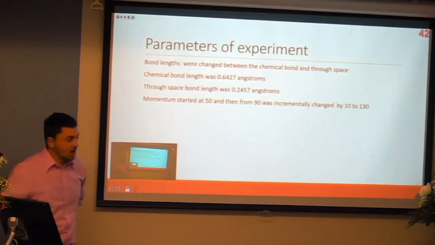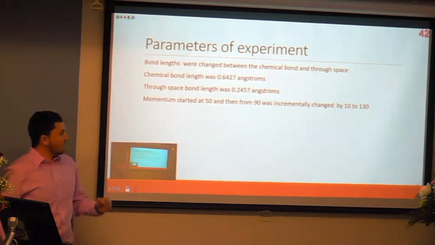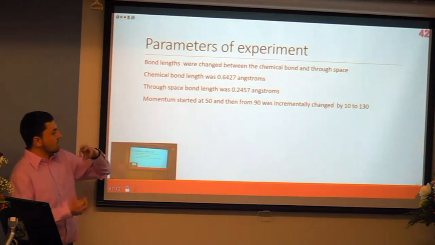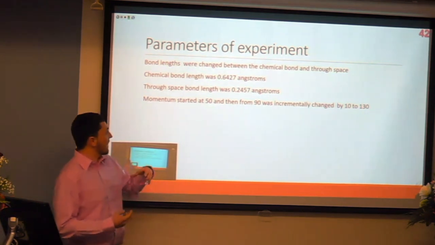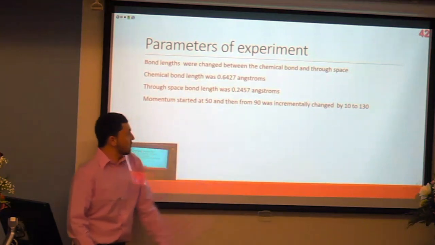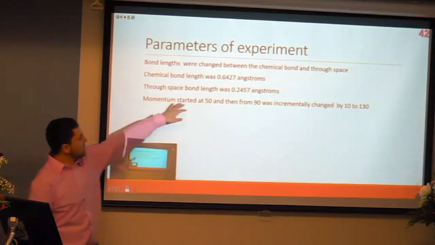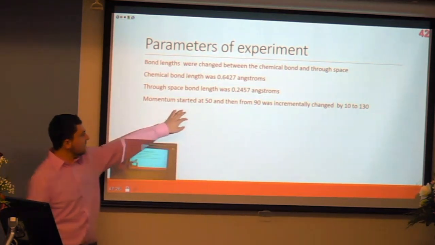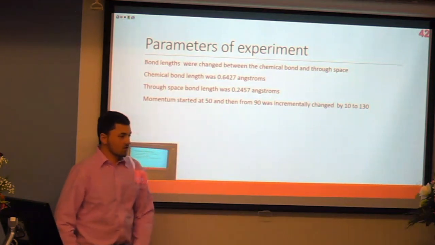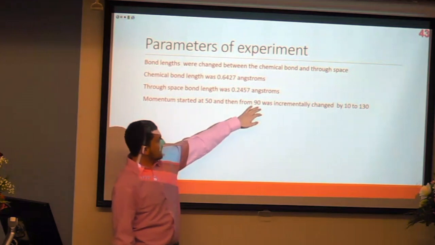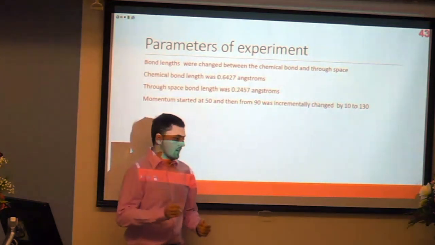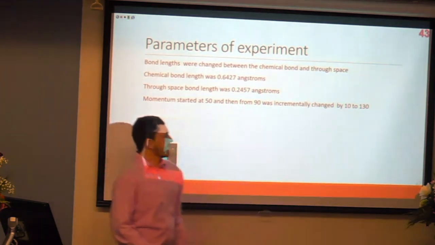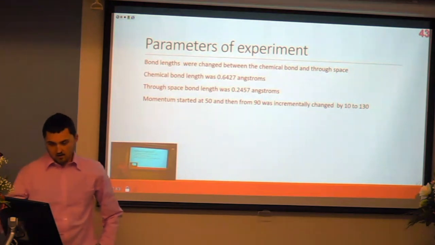So the parameters for this, we're looking mainly at the bond lengths, or I shouldn't call it bond length, but the distance between the perovskite and the dye. For the chemical bond, it would be 0.64 angstroms, while the through space length is 0.24 angstroms. As for the experiment, I started at a momentum of 50 just to see where to start. But I jumped up to 90 because that is where I decided that the optimal electron transfer starts, and I incrementally increased by 10 to 130.